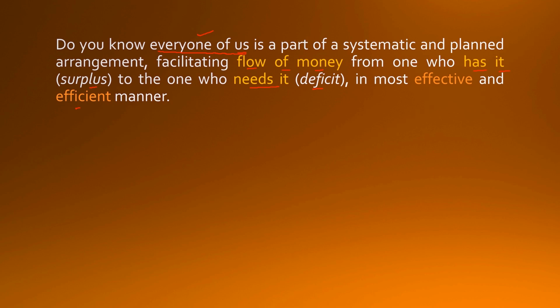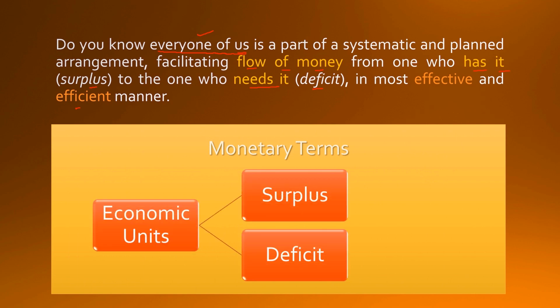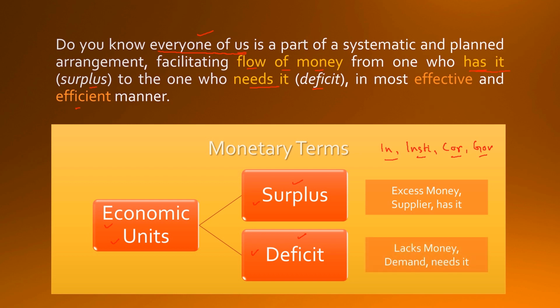To understand financial system, let's understand what monetary terms are. Monetary terms have two economic units. These are surplus and deficit. In surplus, someone, an individual, an institution, a corporation, or government, any one of these could be part of either a surplus or deficit entity. Someone who has excess money can also be called a supplier or "has it". The deficit is someone who lacks money. Again, any individual, institution, corporation or government can also be called demand and "needs it", a deficit entity.